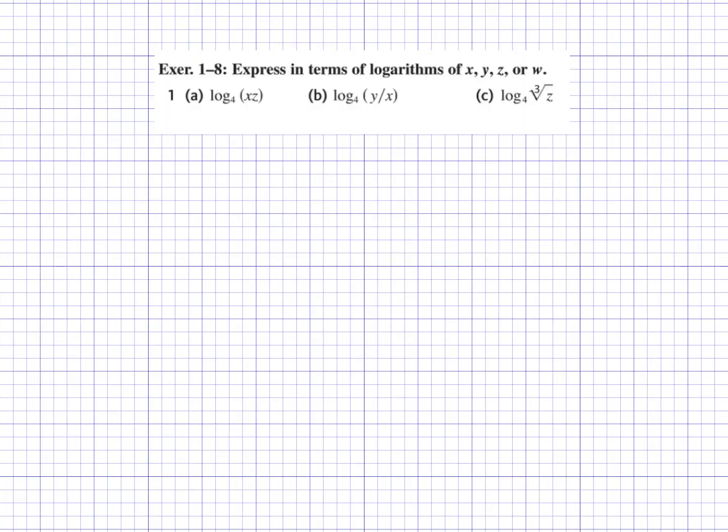Okay, so express in terms of logarithms, meaning just expand it. That's all you're doing here. So we have a multiplication. So 1a is log base 4 of x plus log base 4 of z. And then part B, you have a division. So it's log base 4 of y minus log base 4 of x. Okay, first one, top one minus the bottom one.